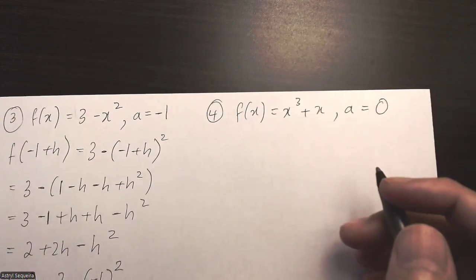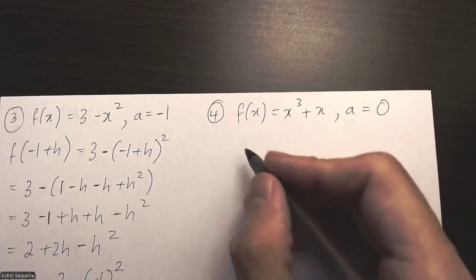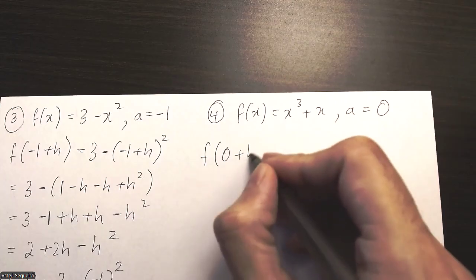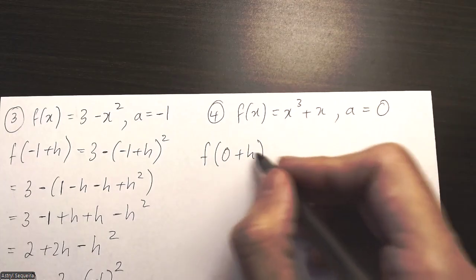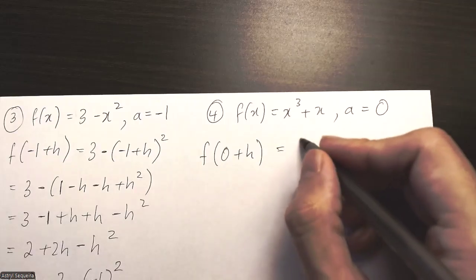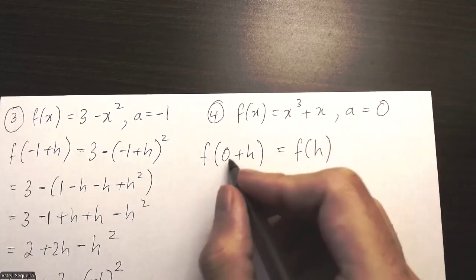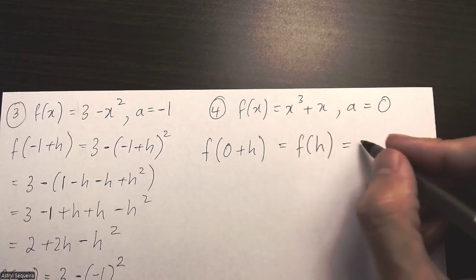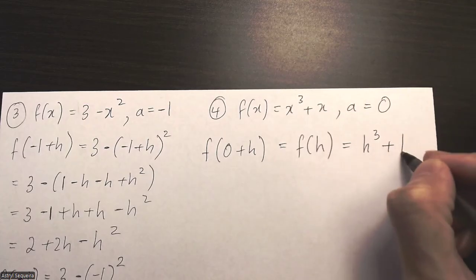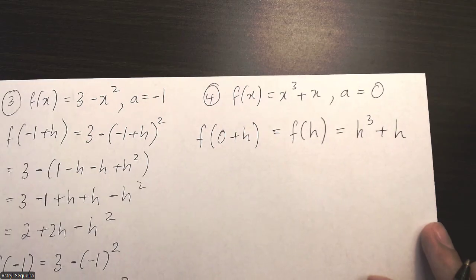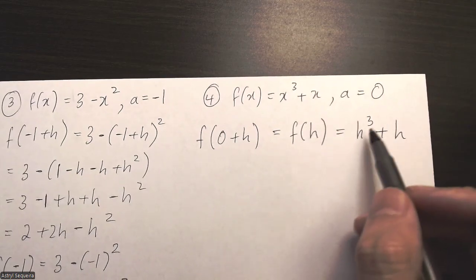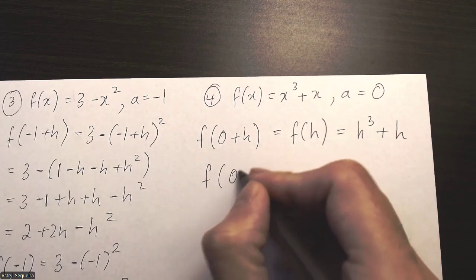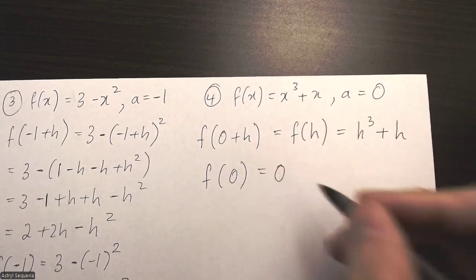And last question here, we have a cubic equation. So again, I'll start by finding f of 0 plus h, since the a value is 0. Before I sub this into the equation, I know f of 0 plus h can be simplified to f of h, because 0 plus h is just h. Now I'll sub this into the equation over here. So it's just h cubed plus h. That cannot be simplified and doesn't need to be expanded, because we have nothing to expand over there. Then I'll find f of 0. If I sub into that, it's just going to give me 0.